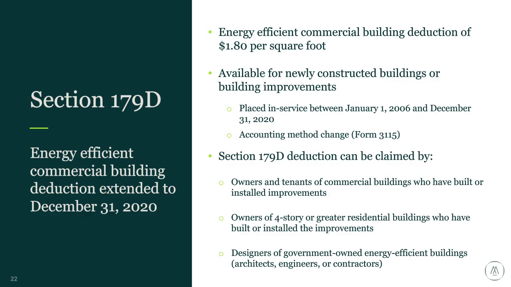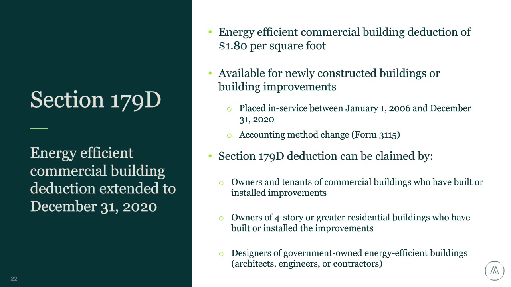So I'm going to start with the Section 179D energy efficient commercial building deduction, which is available for newly constructed commercial buildings or building improvements. This deduction is available for improvements placed in service between January 1st, 2006 and December 31st, 2020. So there's now a 15-year window.